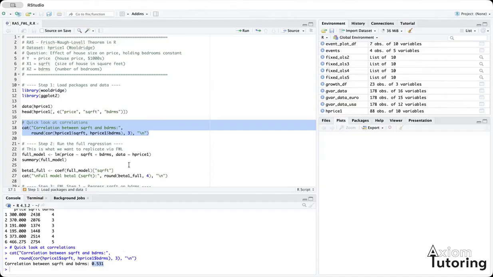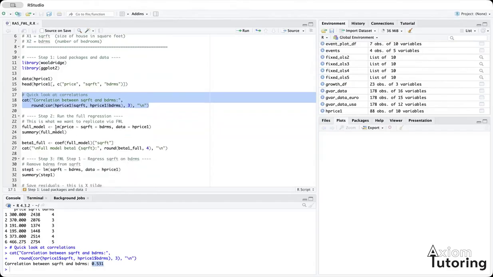If you remember, for the visualization, we went through quite a few steps. But before we do all of the steps, let's look at what the full model looks like. In the full model, what we're going to look into is a regression of price on the surface area and the number of bedrooms.